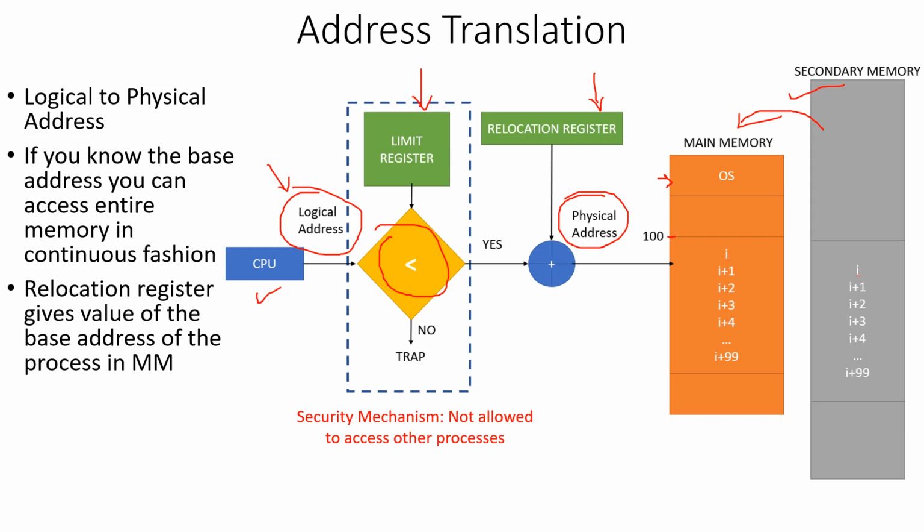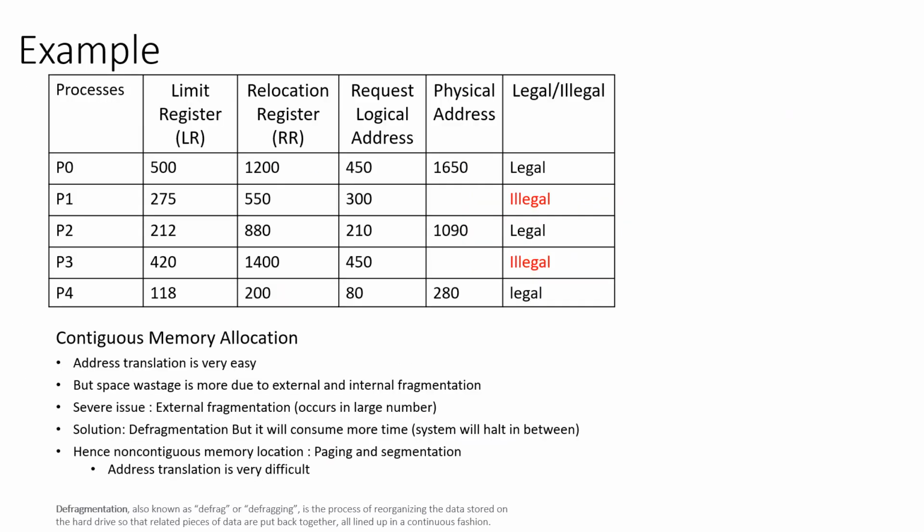So now let's solve one problem. Then you will come to know how it works actually. Here there are five processes shown: P0, P1, P2, P3, P4. This is the limit register value, then the relocation register, the requested logical address, the physical address, and whether it is a legal or illegal request, that we are going to see. So limit register has value 500.